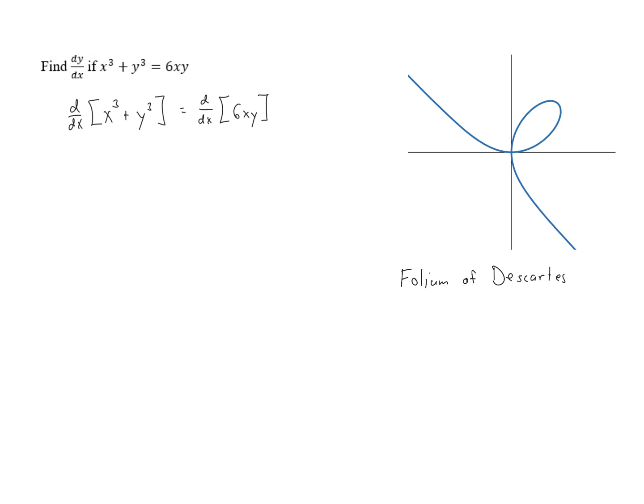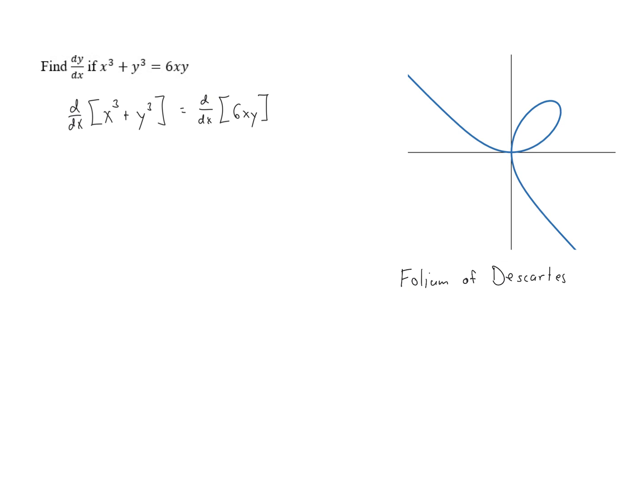Over the course of the math classes that you've taken, you've done so many things to both sides of an equation to get a new one. You've added or subtracted the same number on both sides. You've multiplied or divided by the same quantity. You have squared both sides of an equation, etc. And one other thing that we can do is we can differentiate both sides.